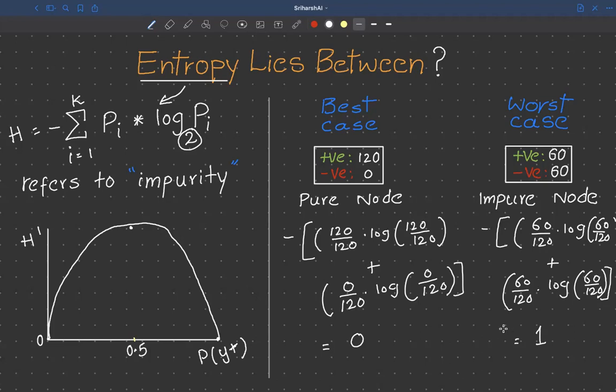But if you specifically want your entropy to always lie between 0 and 1, then what you can do is keep the base as k. Instead of keeping the base as 2, you define the base as the number of classes that your problem has. Okay. Thank you.